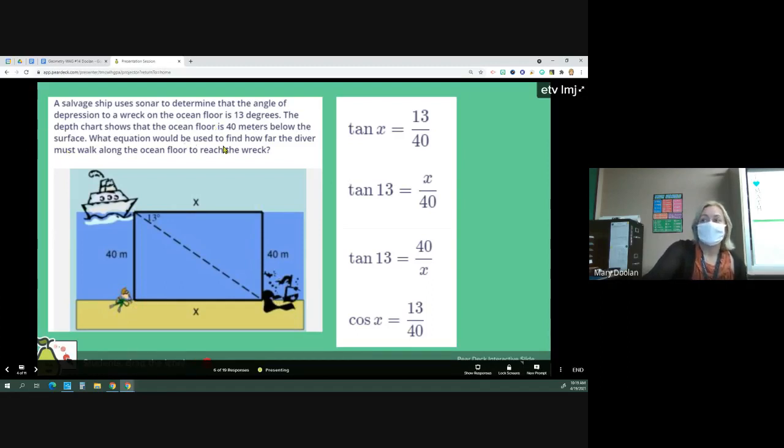What equation would be used to find how far the diver must walk along the ocean floor to reach the wreck? We only know that the angle of depression is 13 degrees and that the scuba diver went 40 meters straight down. But that's enough information to actually use one of these equations to solve for this distance he has to go, which is x. So this is just a click and drag. Which of these do you think is going to be the correct equation that we're going to use to solve this problem?